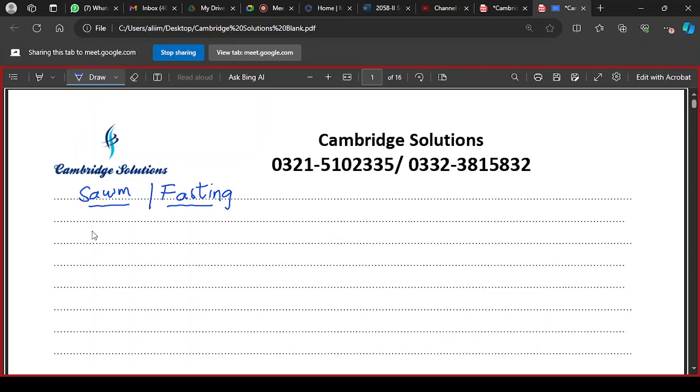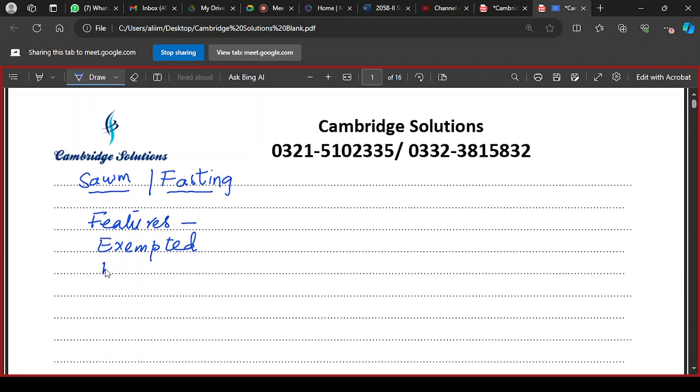So, features: you must know about the features of Ramzan fast, the people exempted from Ramzan fast, and the way fasting is practiced during this month. The practices during this month should be identified by you. What are the different practices made by the Muslims during this month? Keep these things in your mind: features, people exempted from Ramzan fast, and the practices which are usually done during this month.